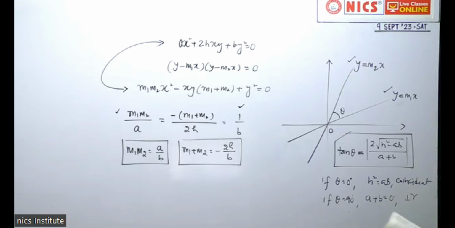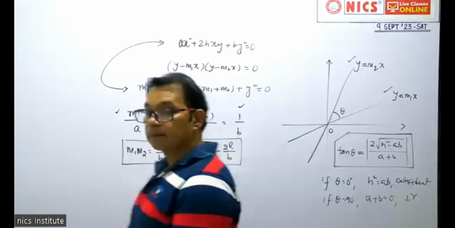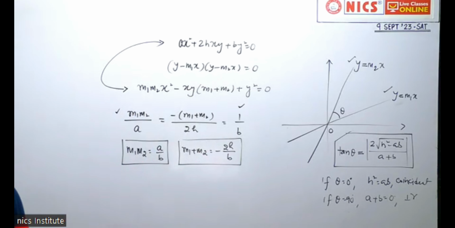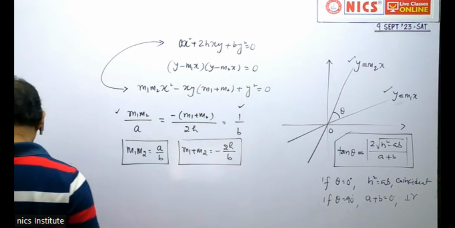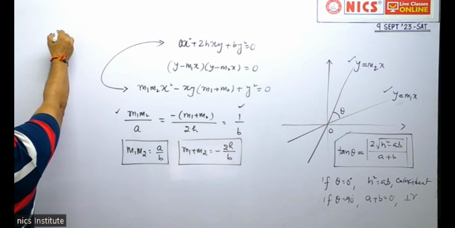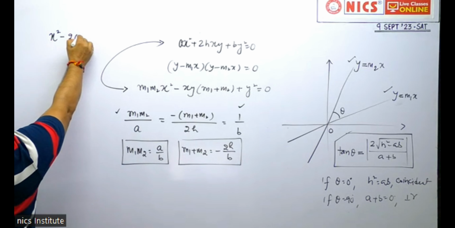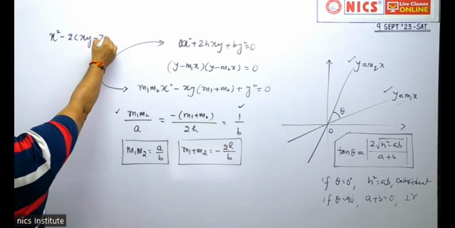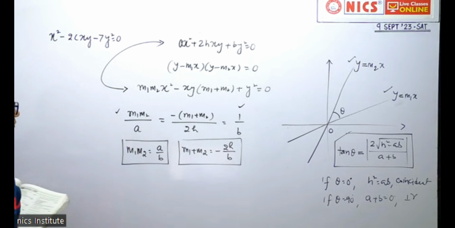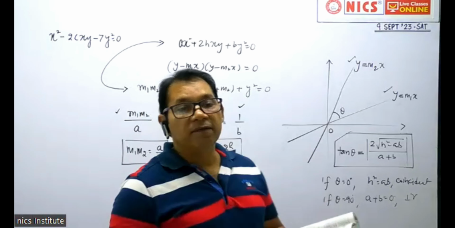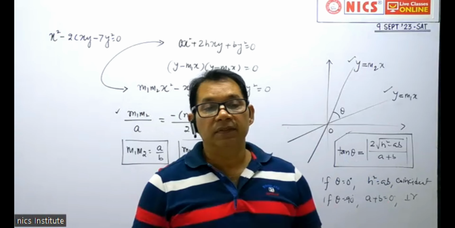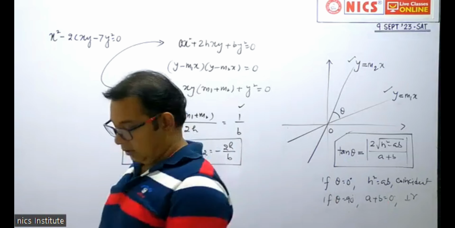All right. Now write a question based on this. If the sum of the slopes of the lines given by x square minus 2cxy minus 7y square equal to 0 is 4 times their product.